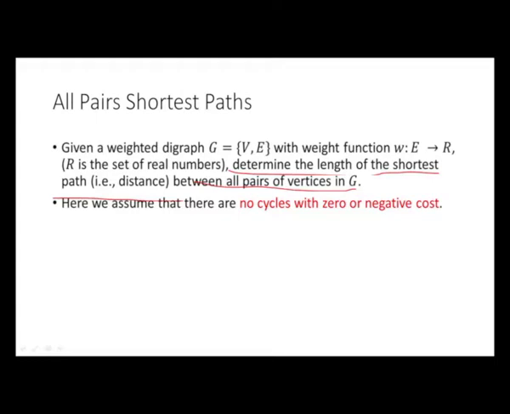So given a weighted directed graph, in which each edge has a direction as well as some weight, we need to determine the length of the shortest path, that is the distance, between all pairs of vertices in G. It does not mean that the graph should not have any cycles. What it means is that those cycles should not have zero or negative weights.